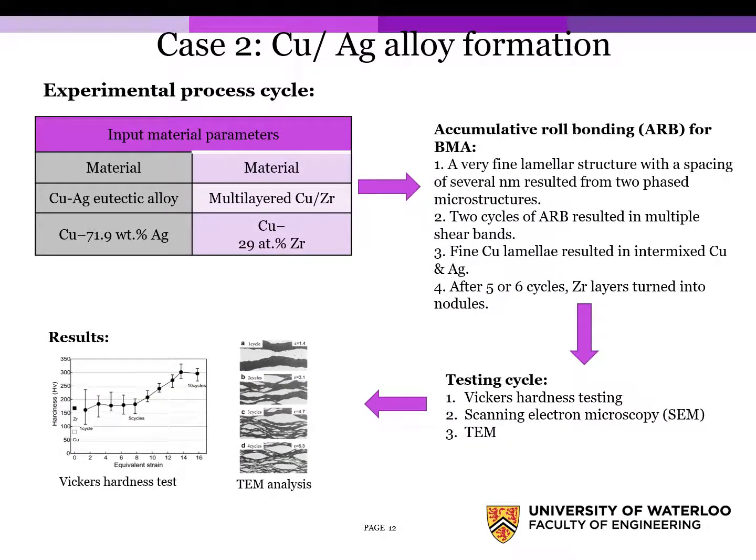So, the next case is about BMA of copper silver alloy through the accumulative roll bonding process. The samples were then tested in a Vickers hardness test, and SEM and TEM analysis was done to understand the microstructural changes. Thus, let us review the microstructural findings first in this particular case.